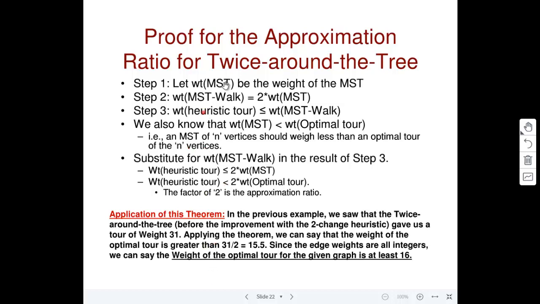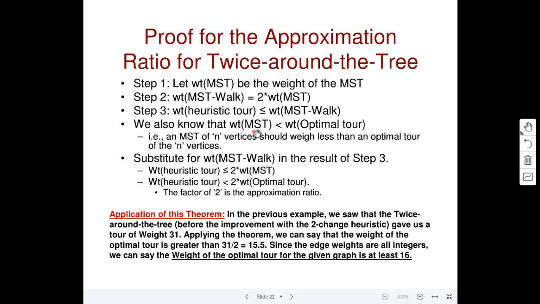Alright, so let me quickly repeat it. From the first step, we find the minimum spanning tree. Let us say the weight of the minimum spanning tree is what we found. In the second step, we obtain a walk by doing a depth first search on the tree. So the weight of the minimum spanning tree based walk is twice the weight of the minimum spanning tree, because we walk on each edge twice. Then from the third step, by applying triangle inequality, we obtain a tour of the heuristic whose weight is going to be less than or equal to the weight of the minimum spanning tree based walk, because we are just going to reduce the weight by using triangle inequality.